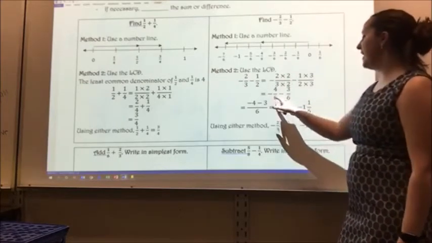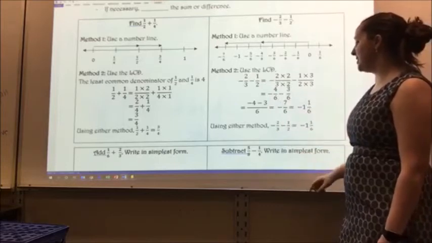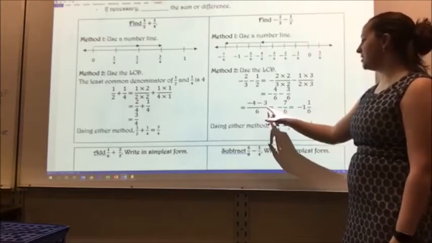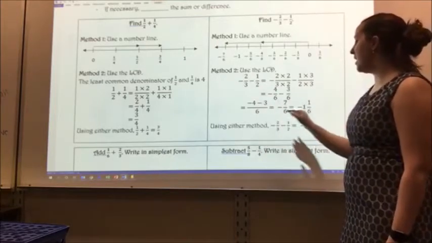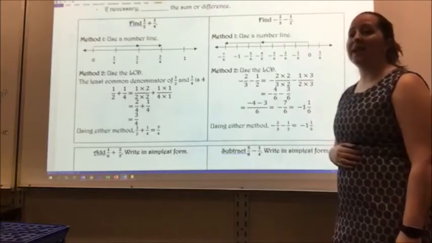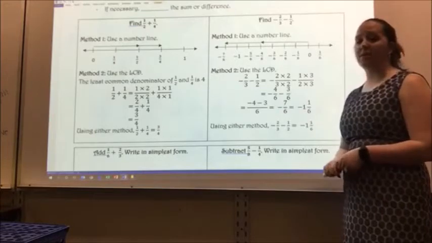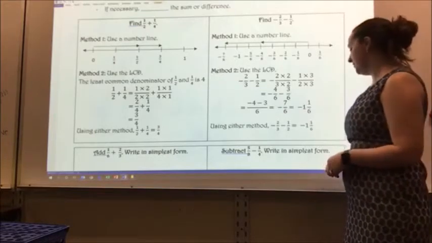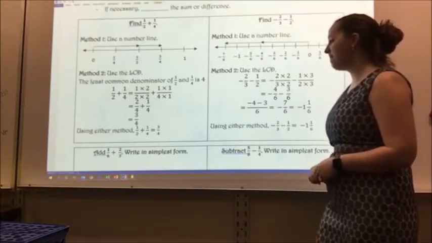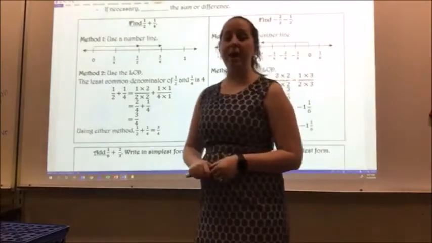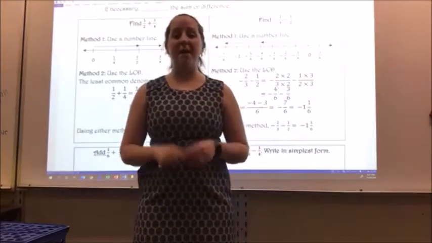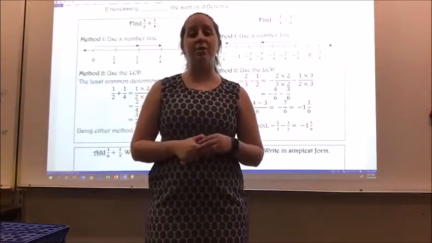So then I have -4/6 minus 3/6. -4 minus 3 gives me -7. My denominator stays the same. So I have -7/6, and that gives me -1 and 1/6 when I simplify it to a mixed number. All right, there are a couple of try problems below. I want you to go ahead, pause the video, try them out, and when you're done, we'll go over the answers together.